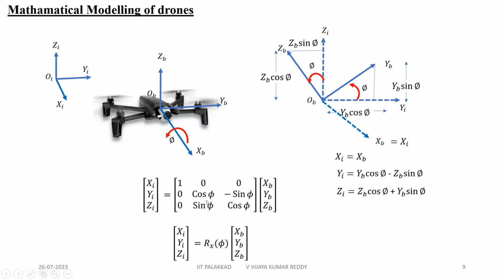So I'm rotating my vector with some rotation matrix so that I will get the vector in the inertial frame. So this is Rx(phi). I'm just using some notation for this because I rotated in terms of x.